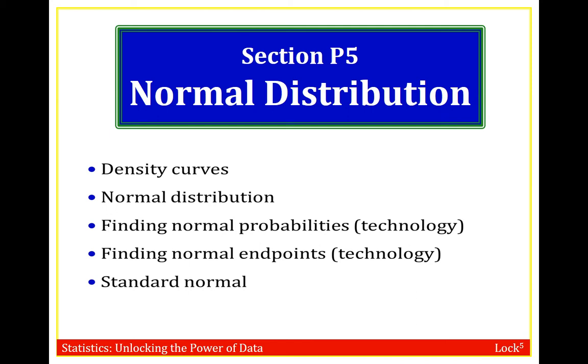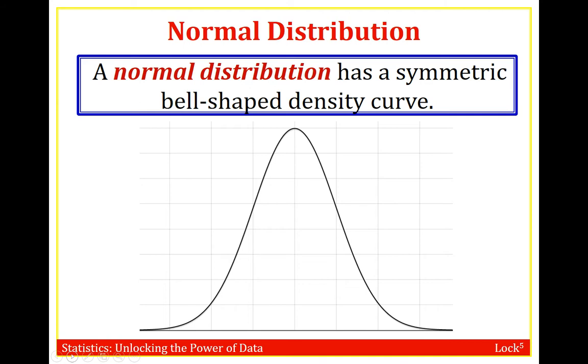So we're going to look at these major topics here. We're going to look at the density curve, the normal distribution of that density curve, finding normal probabilities through technology, finding endpoints through technology, and standardizing the normal curve. So you're going to want to have your calculator ready for sure. And we'll do a little bit inside of StatKey at the same time.